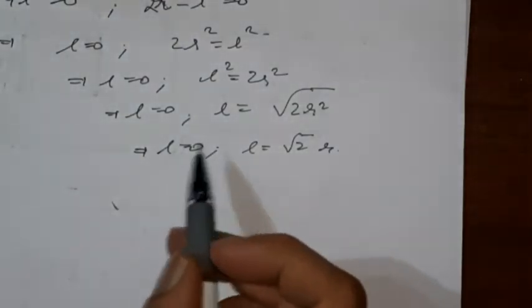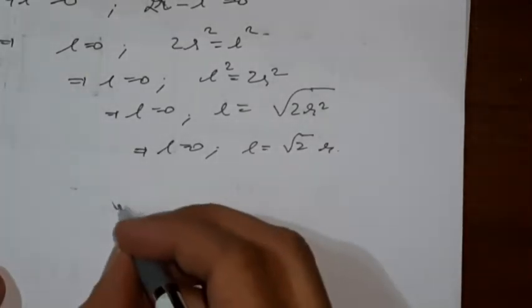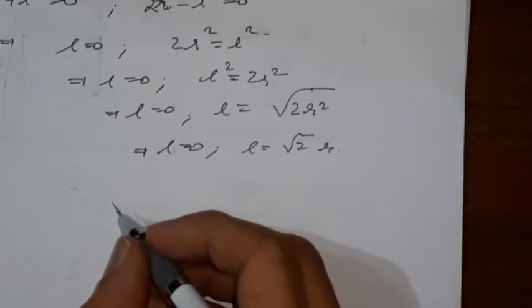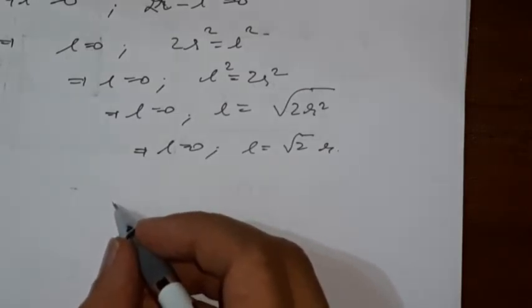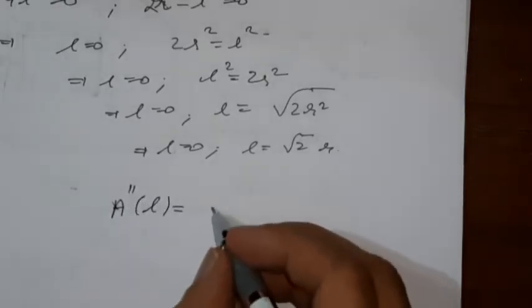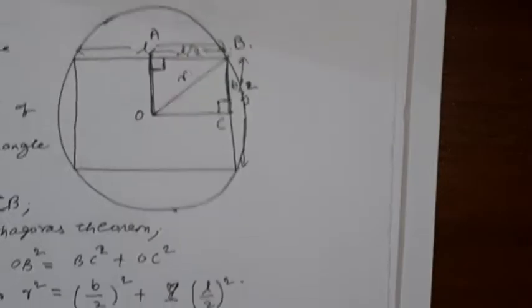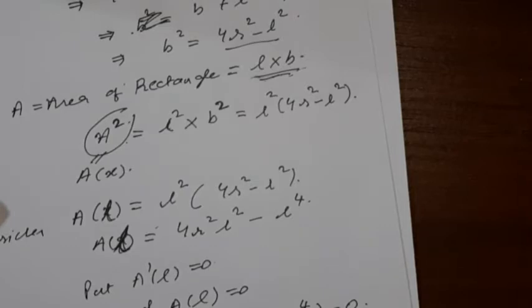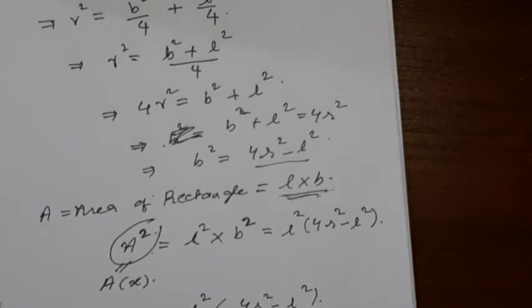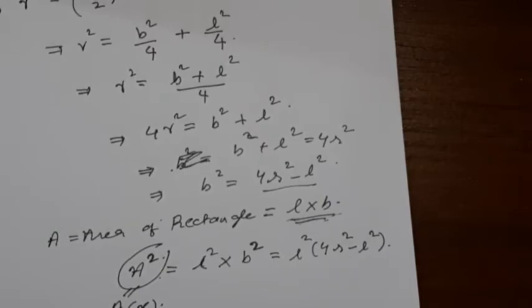Now we have to find which one is the local maximum. For that, we have to find the double derivative of the area function. So A double prime of L is the derivative of A prime of L, which is the simplified form here: 4r square 2L minus 4L cube.